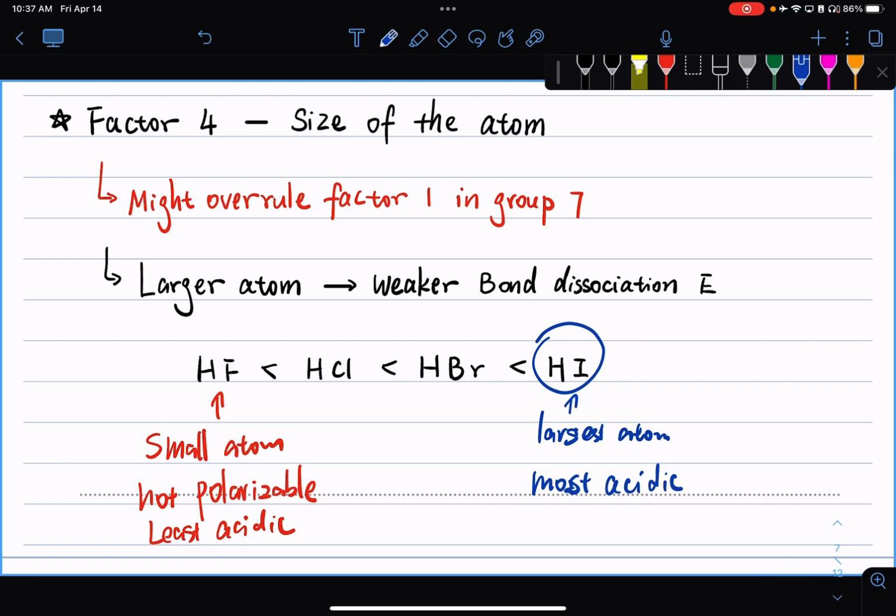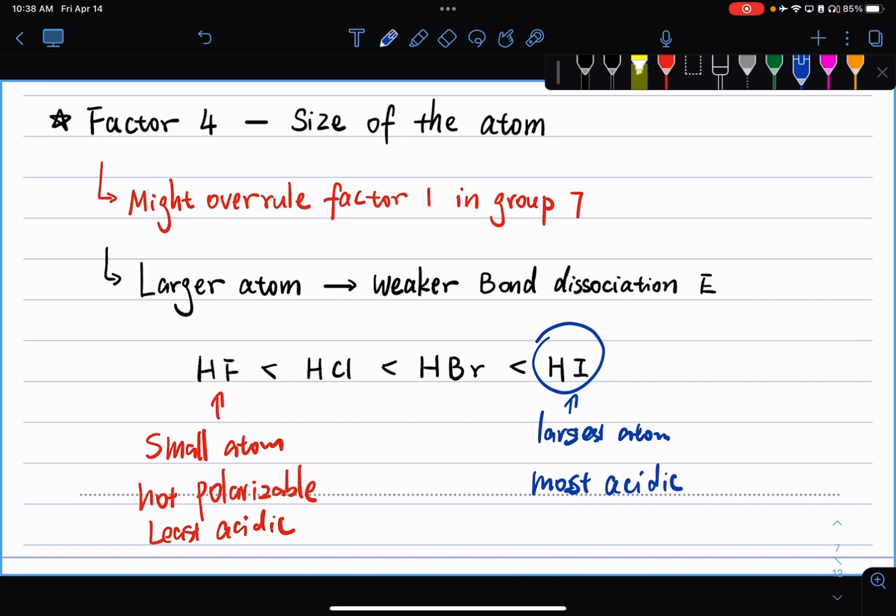So this is probably the only opportunity we overrule our factor 1, which is electronegativity. So this one is an exception. Unfortunately, this exception you do need to know. All right, so that's the first 4.